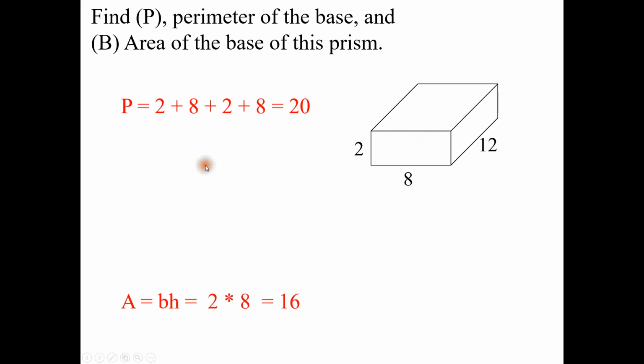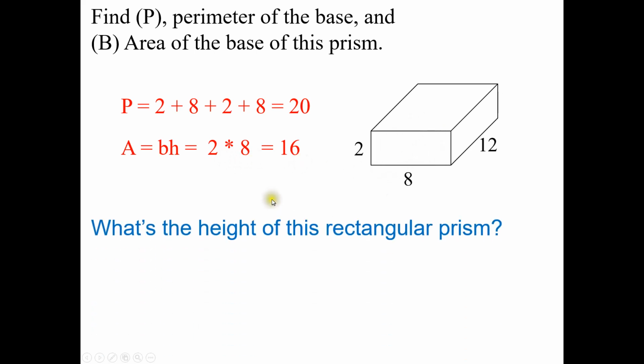All right, area of the base is going to be the area of the base formula for a rectangle. So it's base times height. 2 times 8 is 16, right? So perimeter and area of the base. All right, what is the height? Well, from base to base, it's 12. You'll use that in formulas.